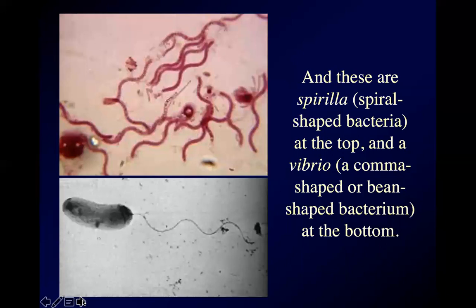Spiral-shaped bacteria are called spirilla. Just one is a spirillum. So there's a bunch of spirilla up at the top. And there are bacteria that you could think of as extremely short spirals. They're just kind of shaped like a little curve, like a comma or like a bean. And we call those vibrios. And down at the bottom, you've got a transmission electron micrograph picture of a vibrio.